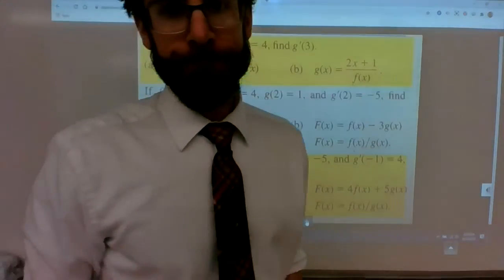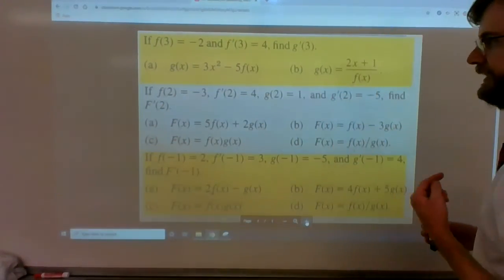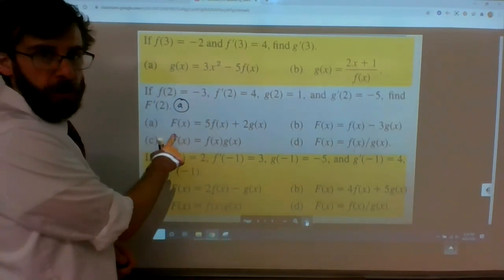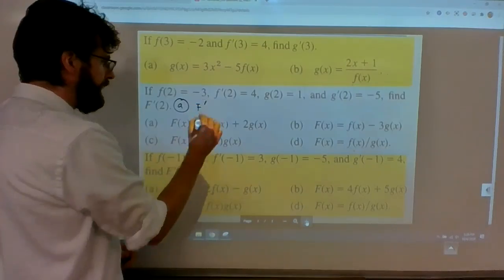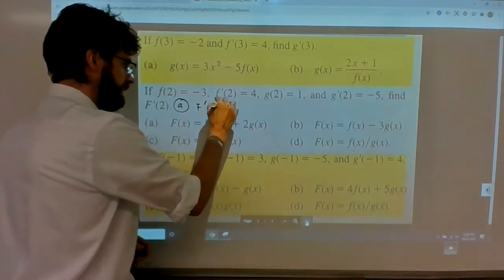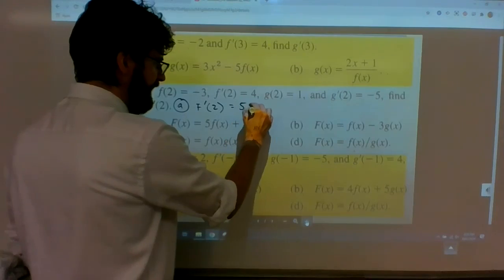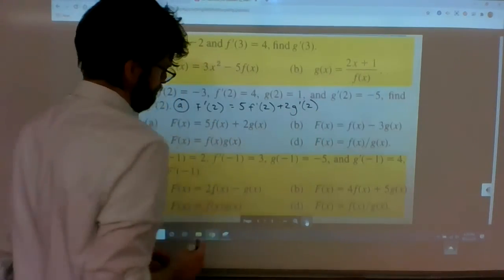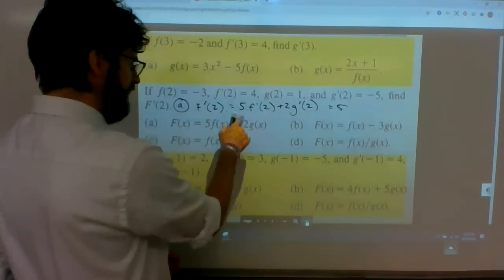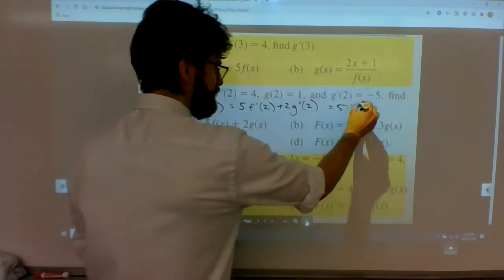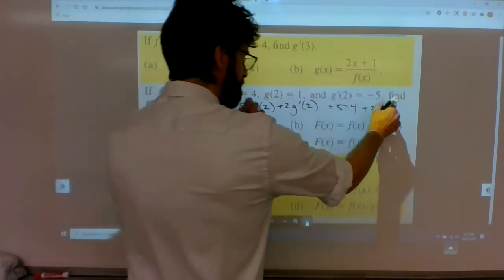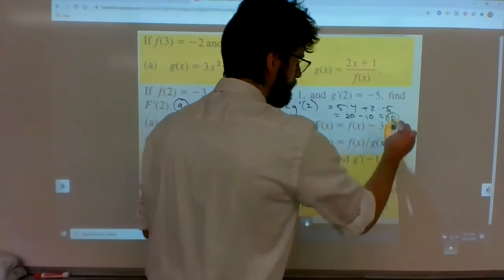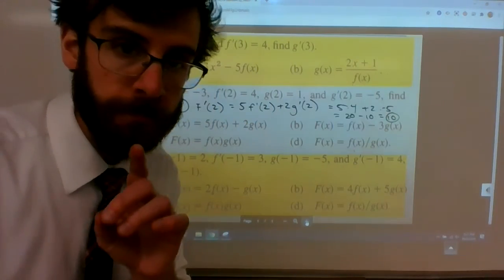All right, let's see if we're correct in our thinking. Part A. Your answer for part A should be f prime of, we're plugging in 2, equals 5f prime of 2 plus 2g prime of 2, which is 5 times 4 plus 2 times -5. So that's 20 minus 10. You should have got positive 10.